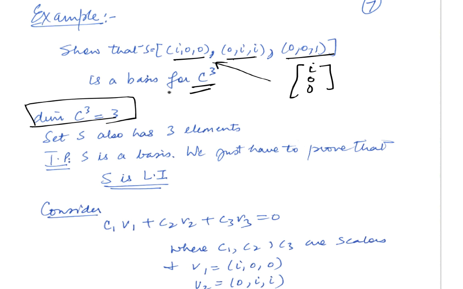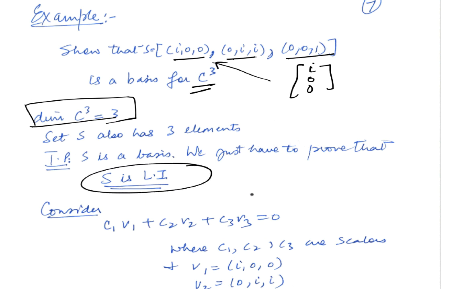Now, we want to prove that it is a basis for C3. Remember, in our section 4.5, we learned that if we know the dimension of a vector space, and we have a set which has exactly that same number of elements, and if we can prove that set is linearly independent, then it becomes a basis. We don't have to prove that it is spanning and all those things. So the main thing is to prove it is linearly independent.